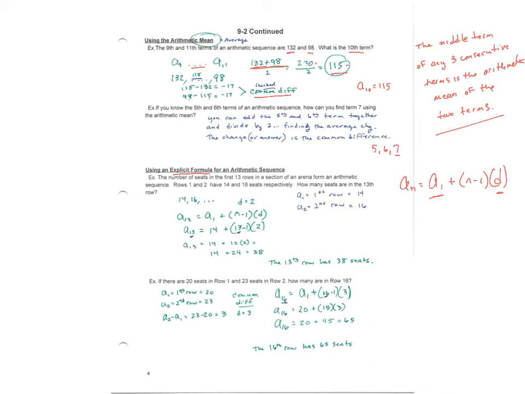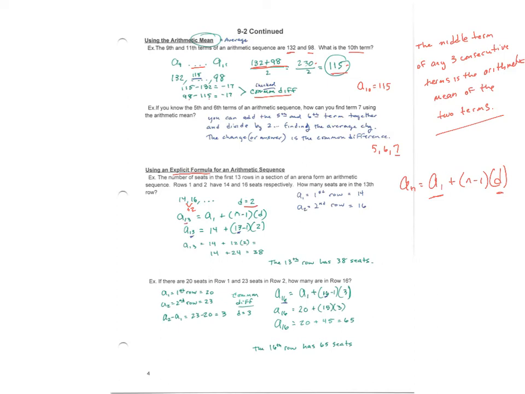So looking at this, we have the number of seats in the first 13 rows of a section in the arena forming an arithmetic sequence. So that tells me that they are increasing or decreasing by the same value. Row 1 and row 2 have 14 and 16 seats. Well, that tells me that I increase by 2 each time. So my common difference is going to be 2. How many seats are there in the 13th row?